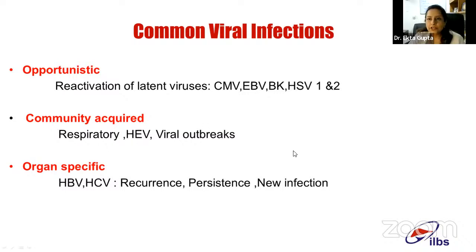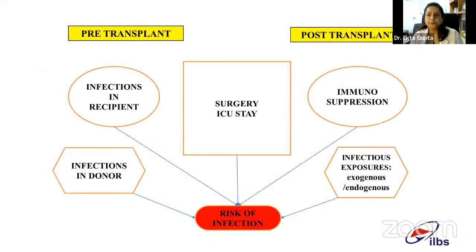Community acquired infections occur because the ability is less, but respiratory tract viruses predominate, or the viruses which have a potential to cause outbreak like HEV, dengue, they can cause fatal outcomes in the transplant community. There are certain organ specific, like for example, in liver, there are hepatotropic viruses. So their persistence can be there. Their recurrence can occur per se for the site where it is transplanted. So there are organ specific viral infections.